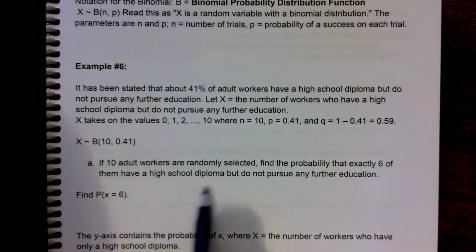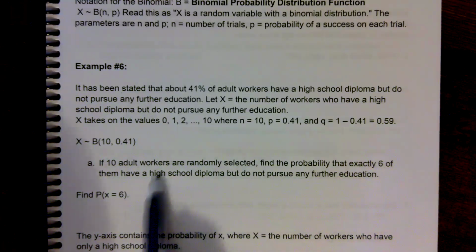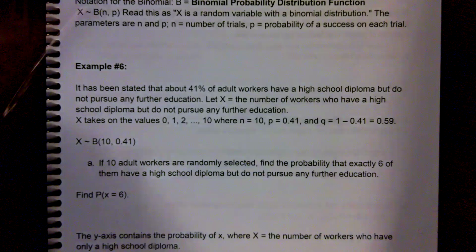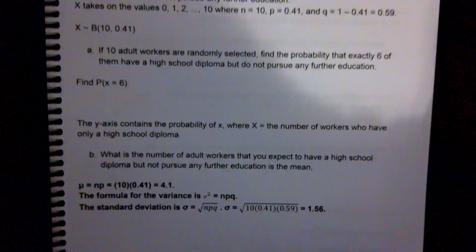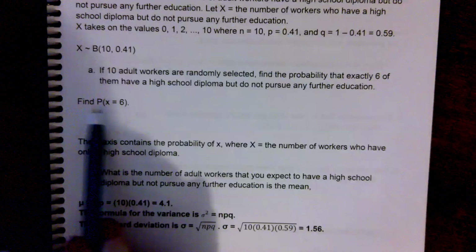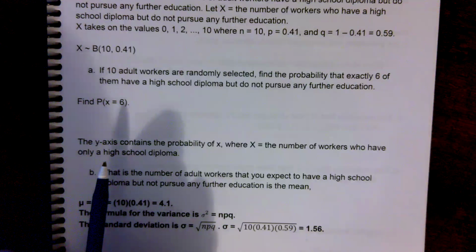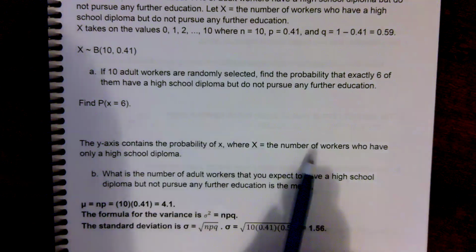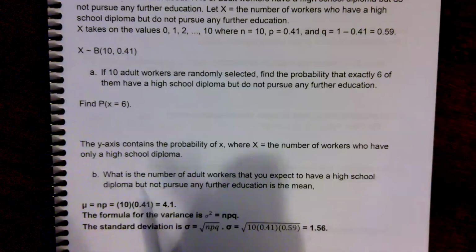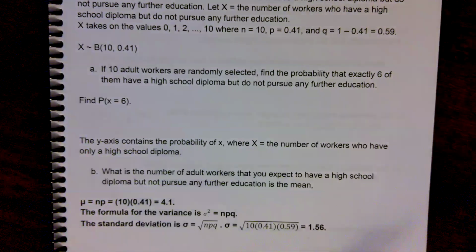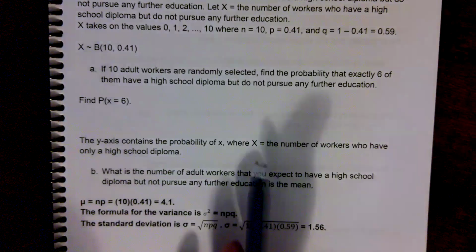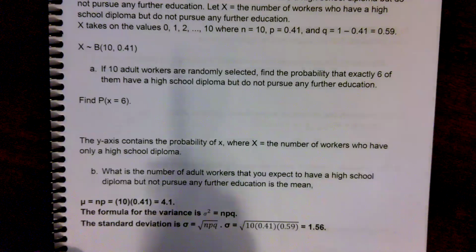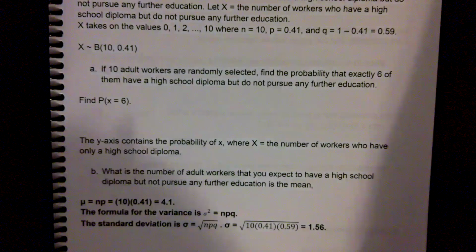If 10 adult workers are randomly selected, find the probability that exactly 6 of them have a high school diploma but do not pursue any further education. So we're just looking at how we would write it. And so that would just be find P of X equal to 6. The y-axis contains the probability of X, where X is the number of workers who have only a high school diploma. So we could look at this in Desmos as a graph. We're also going to use Alex to learn how to calculate these.